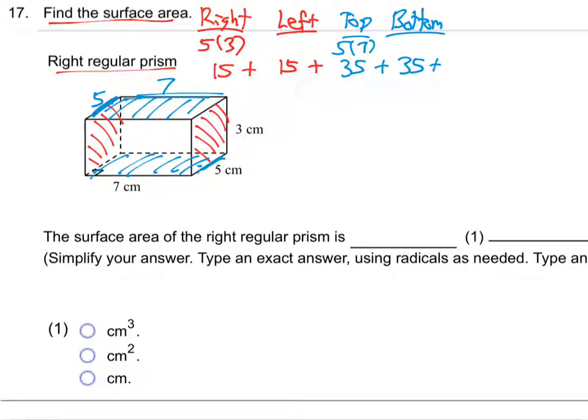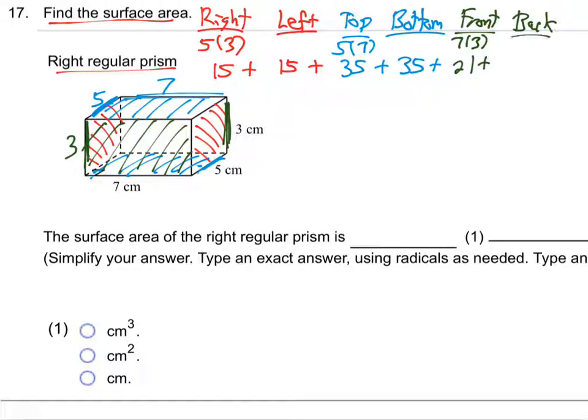And now we got the right and the left, the top and the bottom. What do we have left? We have the front. There it is. There's the front. And the front is 7 by 3. Right? This 3 here is the same as this 3 here. So that's 7 by 3. 21, and the back is exactly the same. So add all those up.